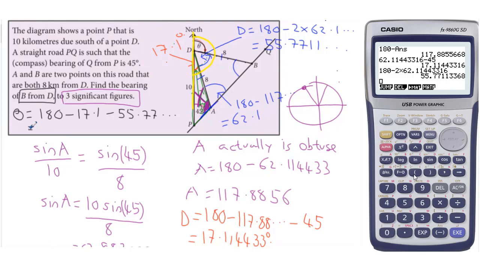Okay, go to our calculator, 180. We can take away A and S for the 55.77. And for the 17, we also have it there, so 17.11443316. And that gives us an answer for theta of 107.1144. So we're going to say that's 107 degrees to 3 significant figures. Okay, and theta, as we were told, or as they drew it for us, that is the bearing of B from D.